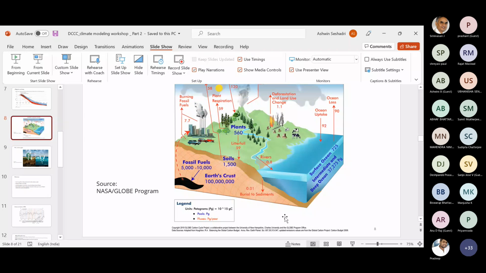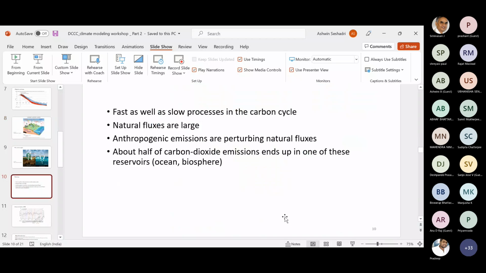All right. This contrasts with the slow carbon cycle, which involves a very slow burial to sediments, right, and a very slow volcanic process, which puts out CO2 into the atmosphere. Does that answer your question?